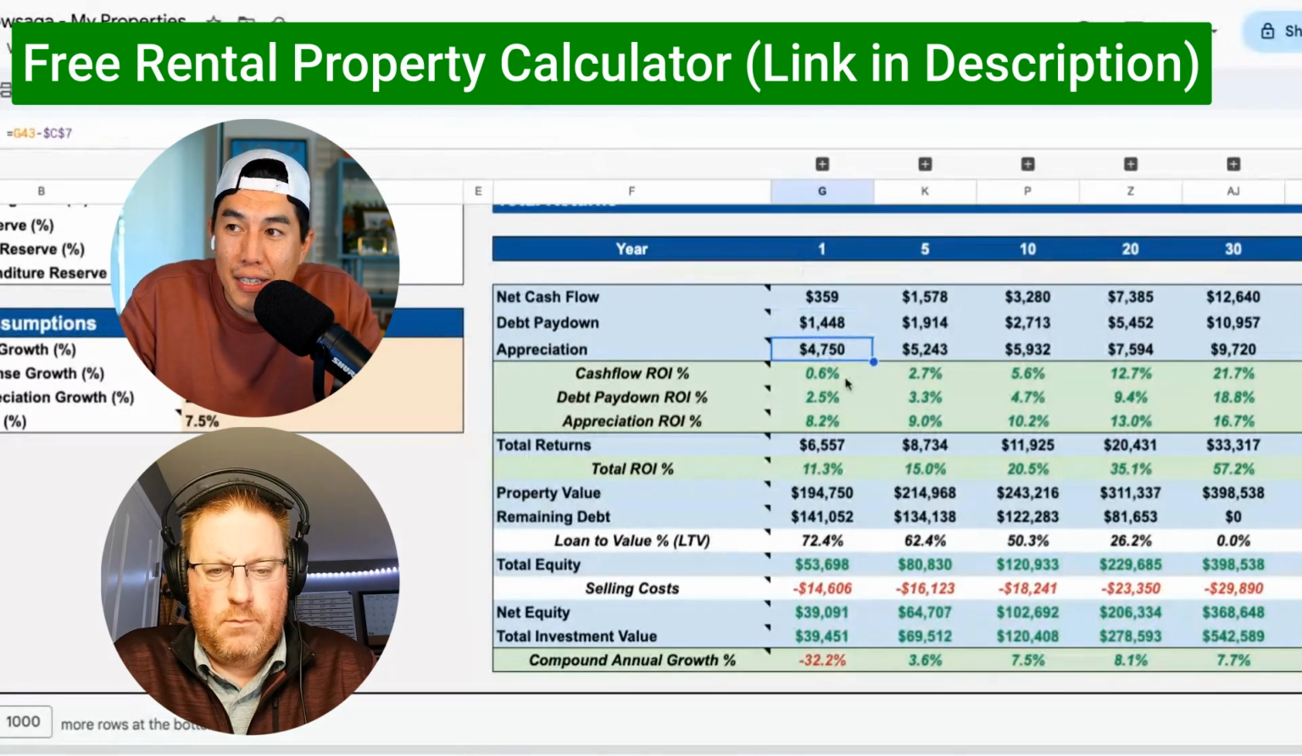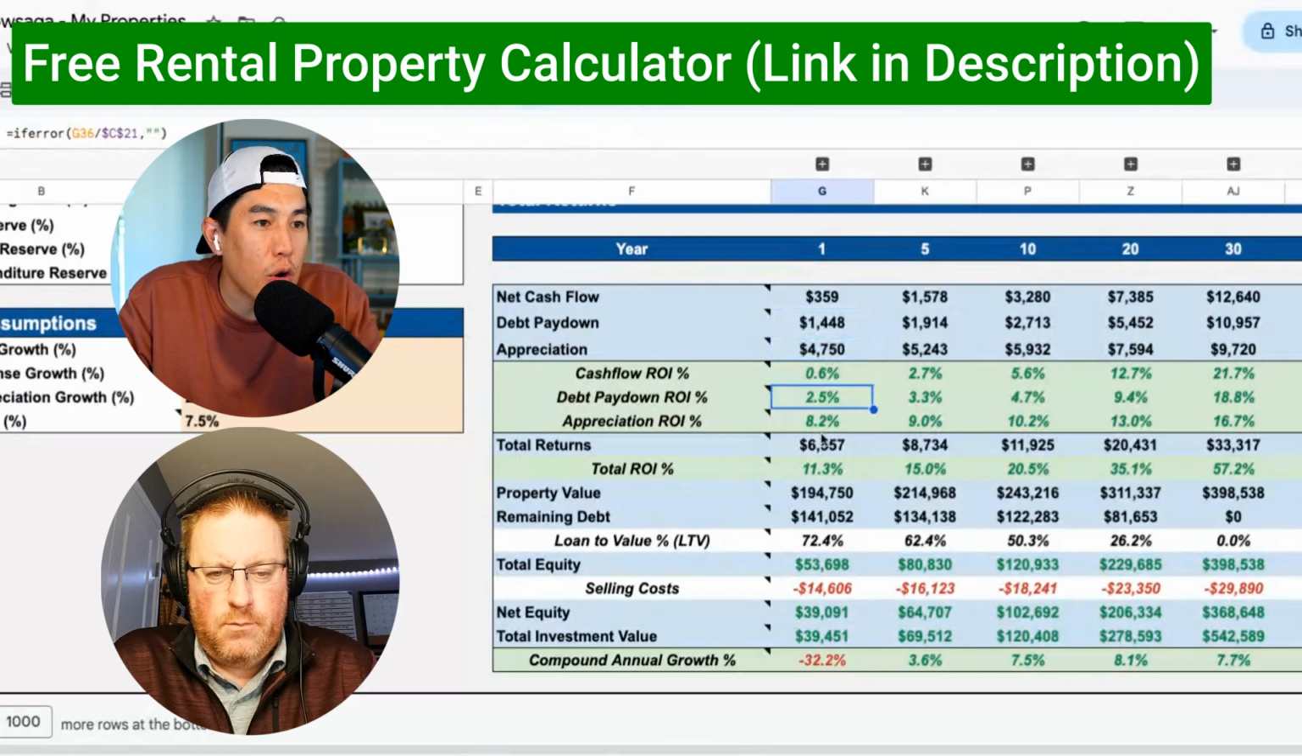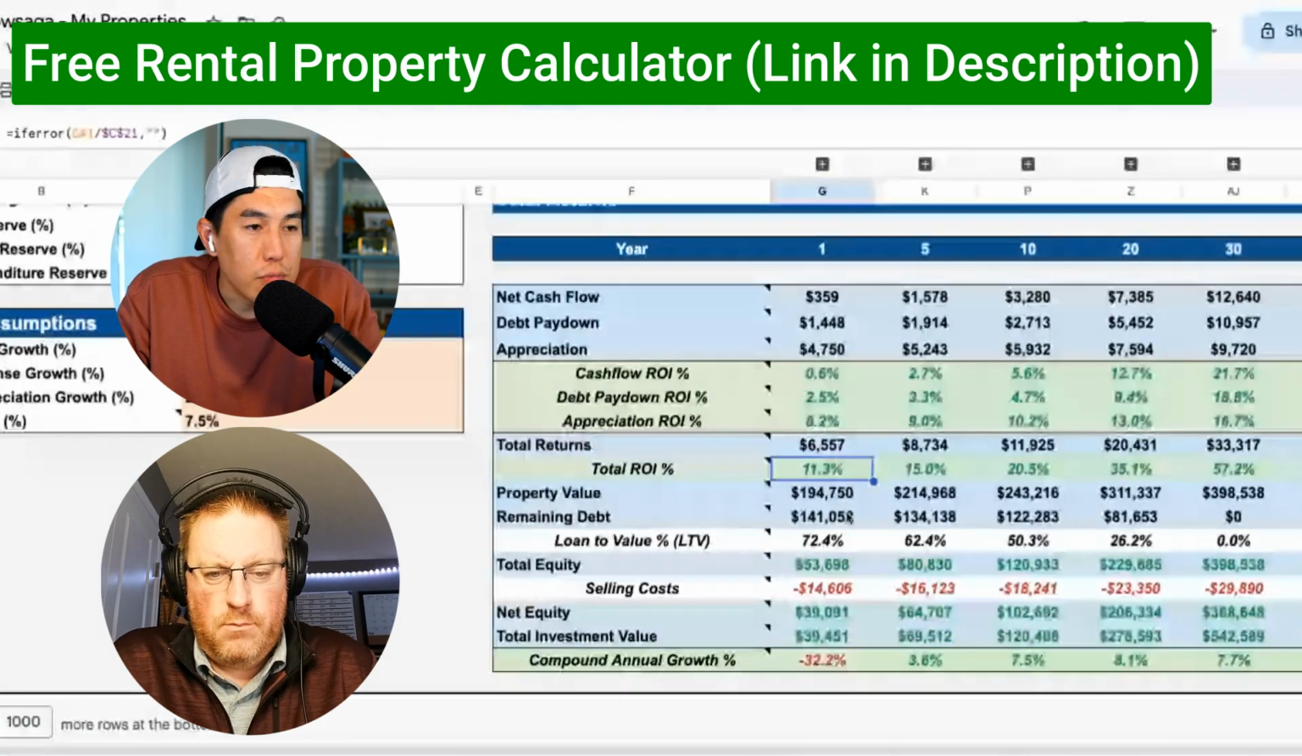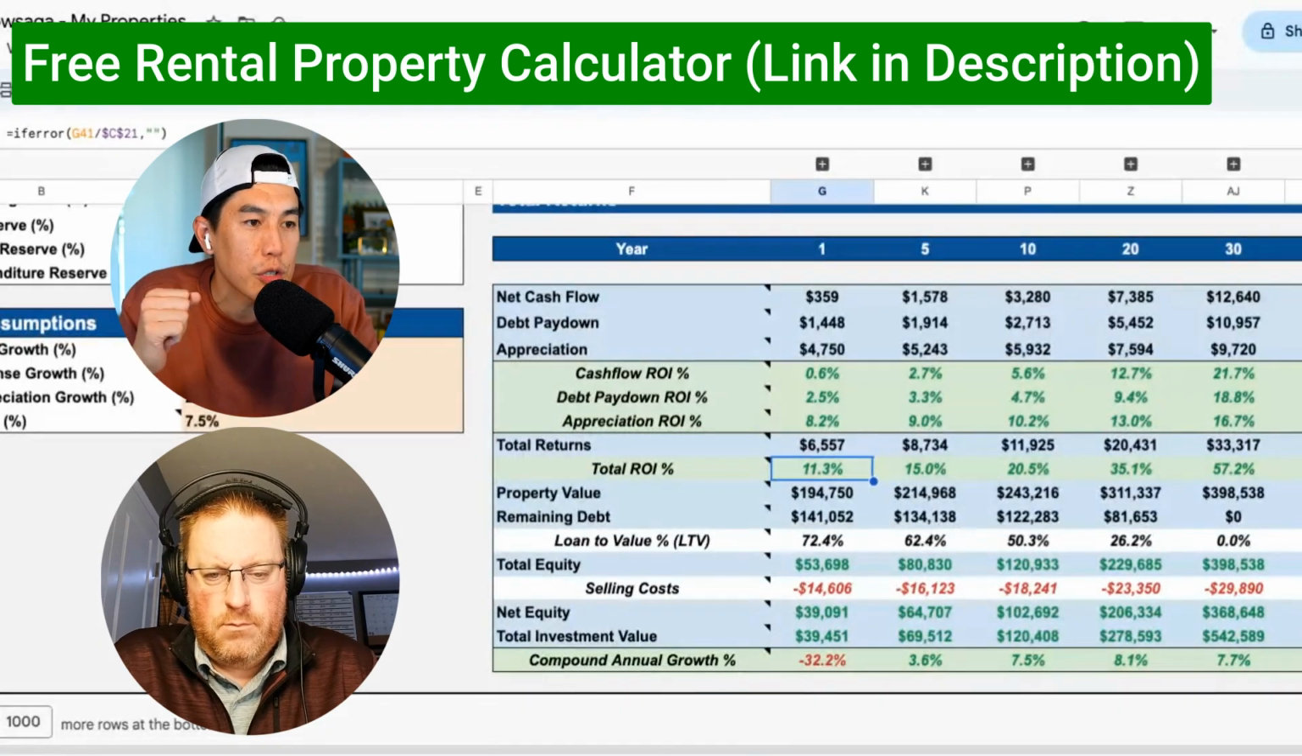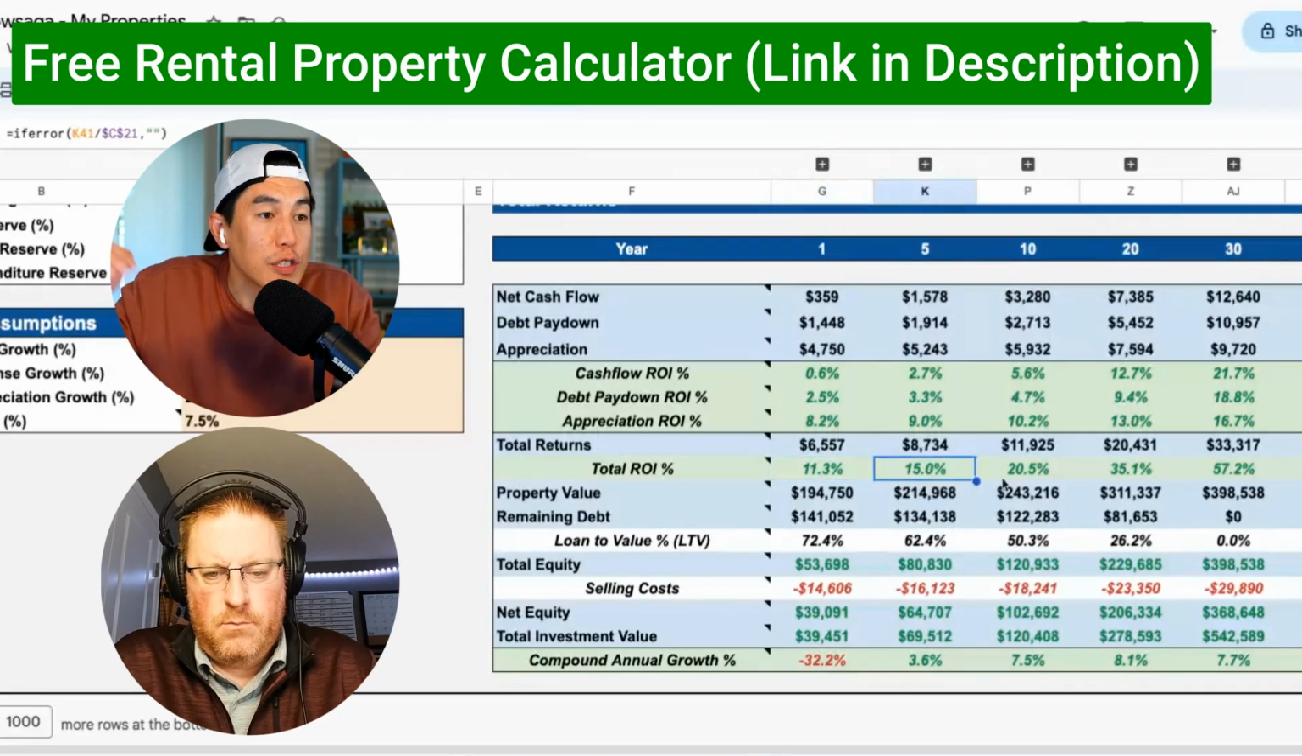So when you actually add in the cash flow ROI, the debt pay down ROI, the appreciation ROI, your total ROI on an annual basis is 11.3%. Your property value is increasing, your loan to value is decreasing over time. You are getting an 11.3% comprehensive return on an annual basis. That's what you're getting in real estate, and that's what you're getting every year. And it's cut up between cash flow, debt pay down, and appreciation. And that ROI is increasing over time.